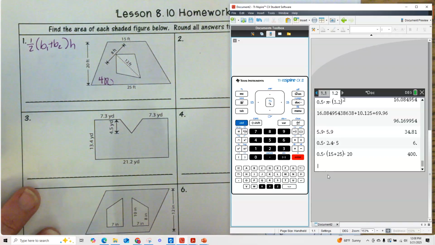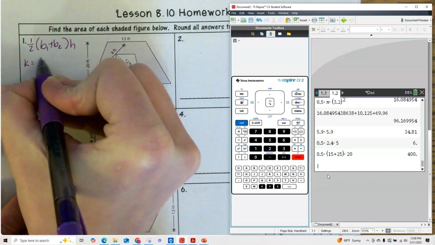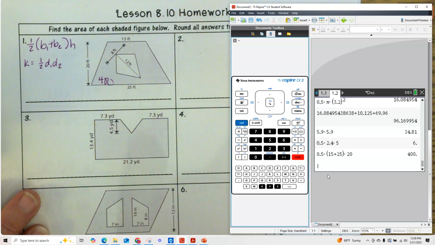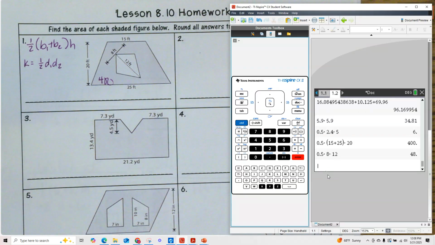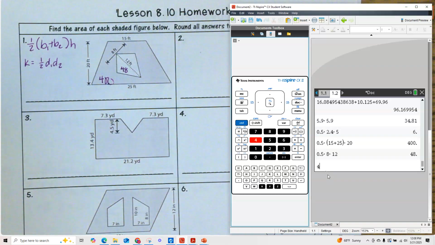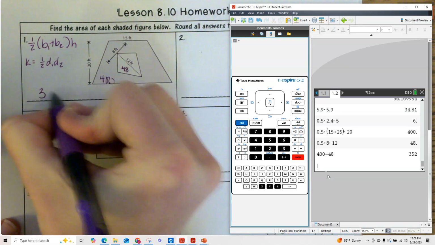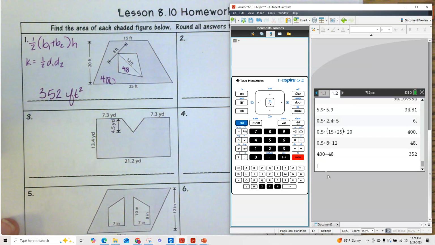Anybody remember the kite? Is it half, diagonal 1, diagonal 2? I think that's the kite. Let's see if it works. 8 times 12 means the kite is 48. So gray figure first: 400 minus the 48 gives me 352. And then this is going to be feet squared.